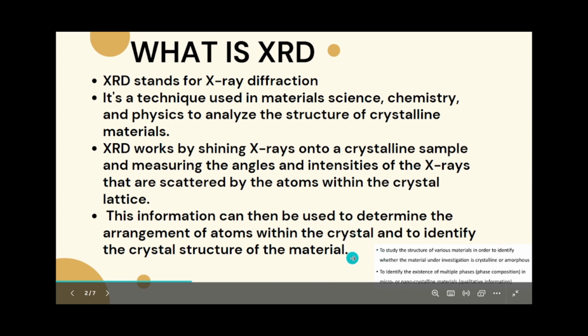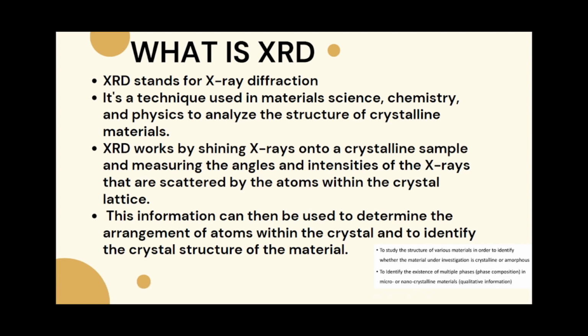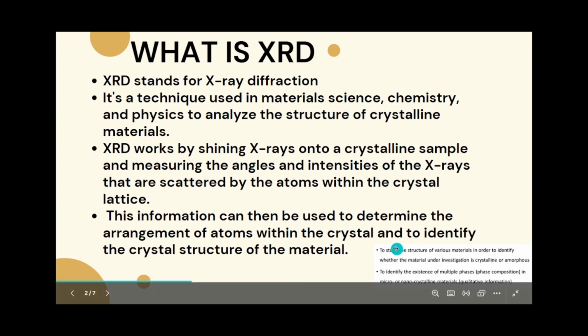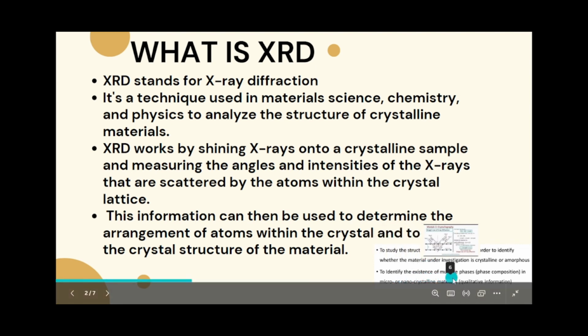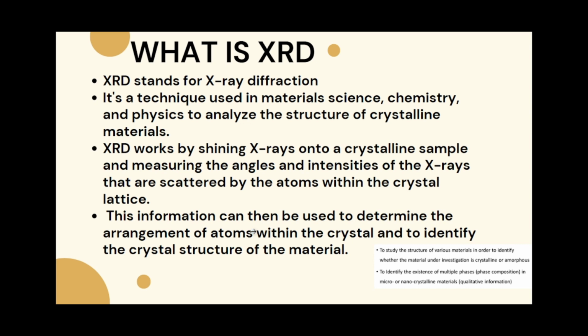Furthermore, XRD is used to identify whether the sample has a crystalline structure or an amorphous structure. It's also used to identify the existence of multiple phases and the composition. It also gives information about the microstructure and nanostructure of the material, which is considered to be qualitative information.